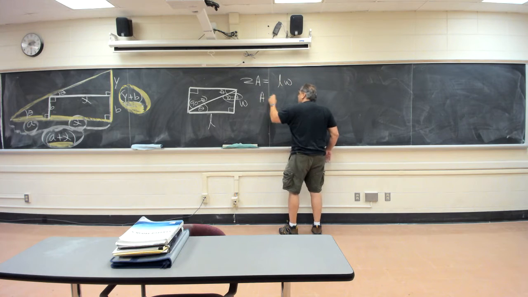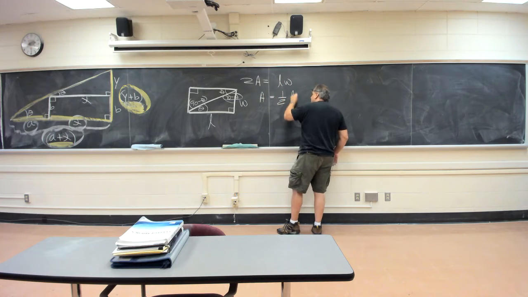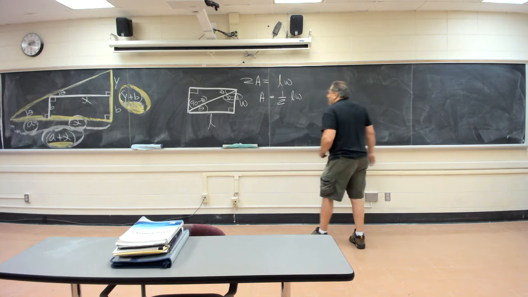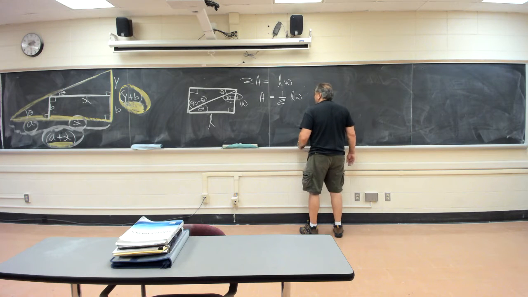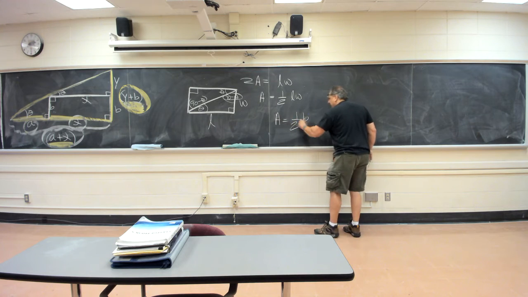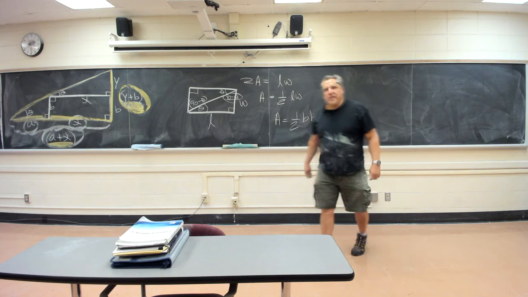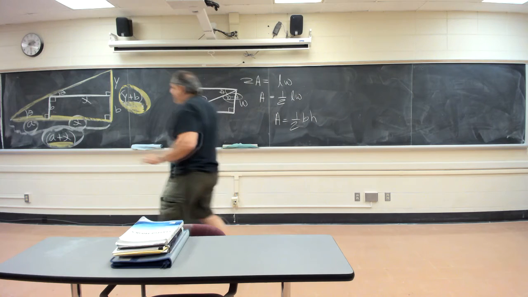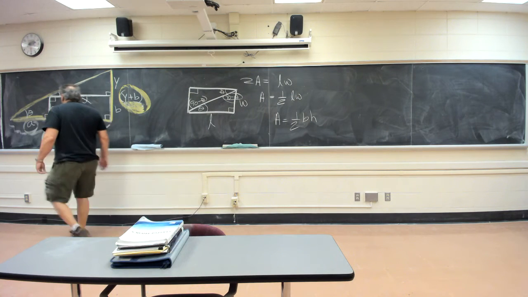Divide by 2 on each side, or multiply by 1/2 on each side. Area equals 1/2 length times width. A lot of times they write it area equals 1/2 base times height, etc. Let's get this straight. I think we got this.